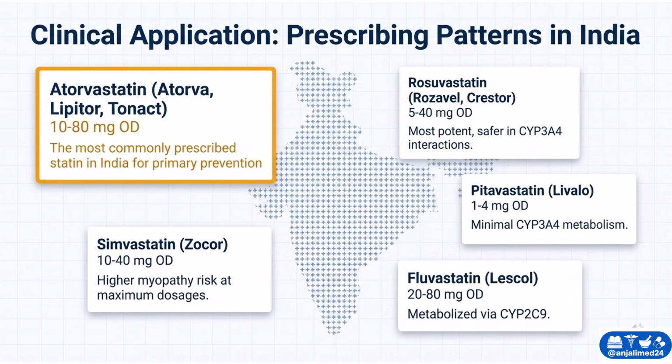Simvastatin is still used, but be cautious at higher doses due to increased myopathy risk. Pitavastatin is less commonly used but has minimal CYP3A4 metabolism, making it useful in selected patients. And fluvastatin is metabolized via a different pathway, CYP2C9, so it can be considered when CYP3A4 interactions are a concern. So, in practice, choosing a statin is not just about the potency, it's about the patient profile, comorbidities, and drug interactions. And that's what separates rote learning from clinical decision making.